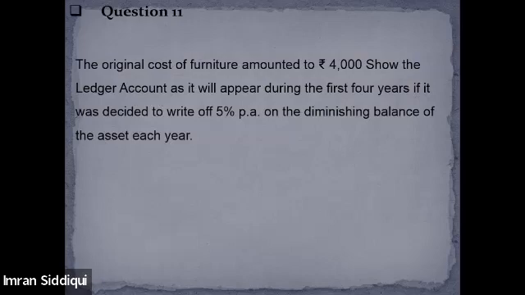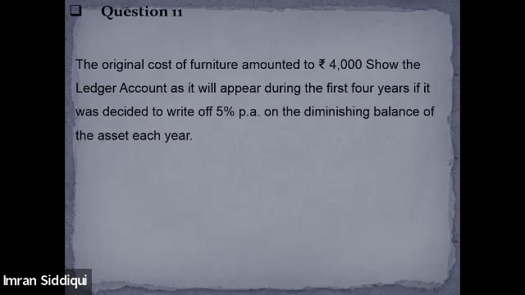Question number 11. Let's read this question once and then we'll start with the solution. It says the original cost of furniture amounts to 4,000. Show the ledger account as it will appear during the first 4 financial years if it was decided to write off 5% per annum on the diminishing balance of the asset each year. The question wants us to apply the diminishing balance method to calculate depreciation.